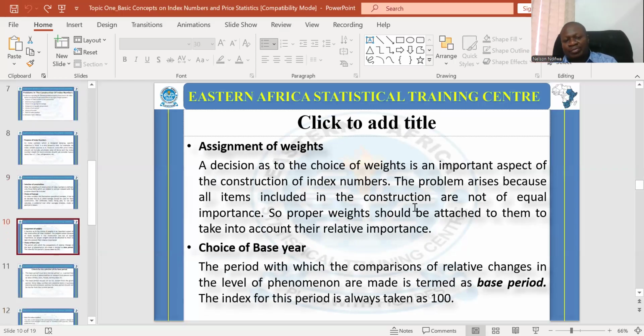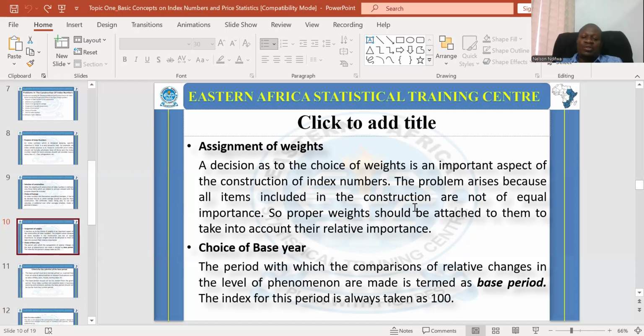Assignment of the weights, as I presented earlier: the goods sometimes are not of the same weights in the construction of index numbers. So if you have different items, it is better to assign different weights. For instance, at household level, let's say you have food items and non-food items. We expect that at household level, food items should be given more weight as compared to non-food items.